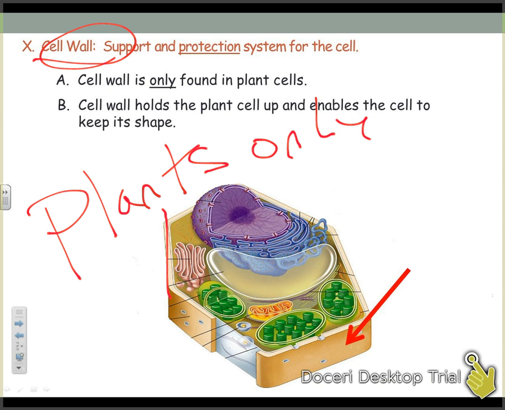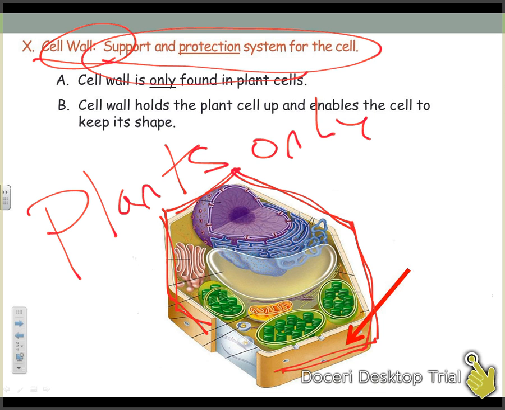Cell wall is this rigid, means hard, outer layer, okay? And we only find cell walls in plant cells. They are used for support and structure. We call this support and protection for the plant cell. And these are not found in animal cells. These are only found in plant cells.